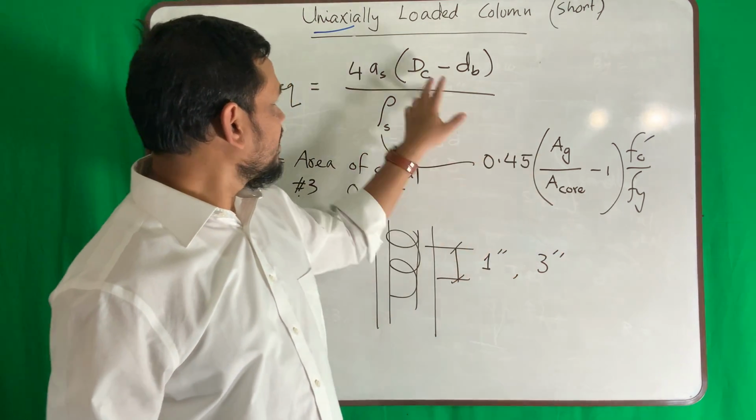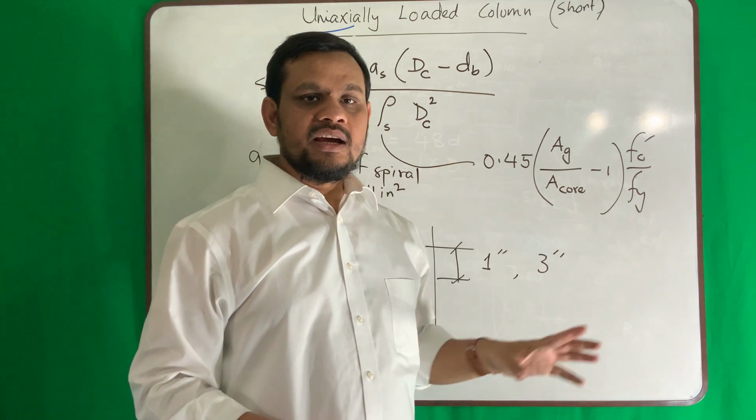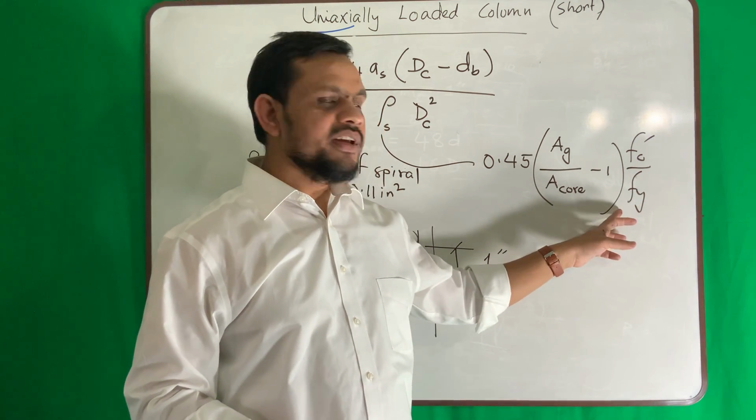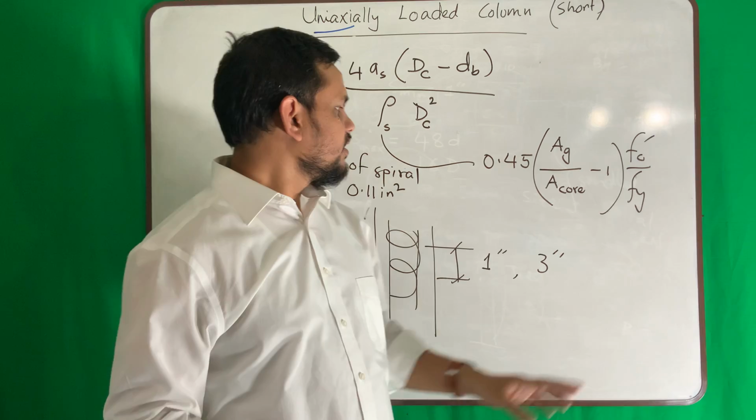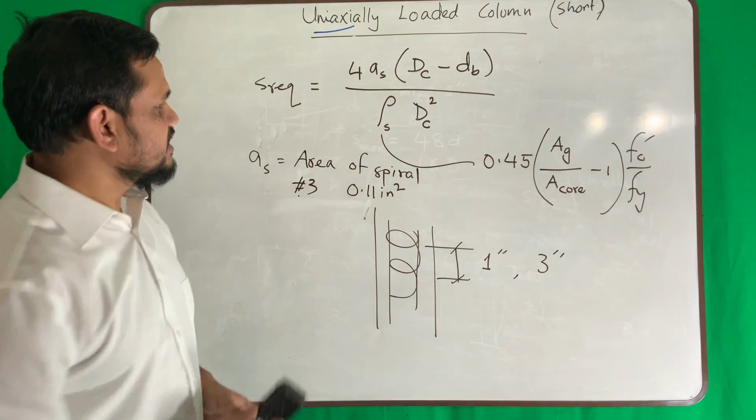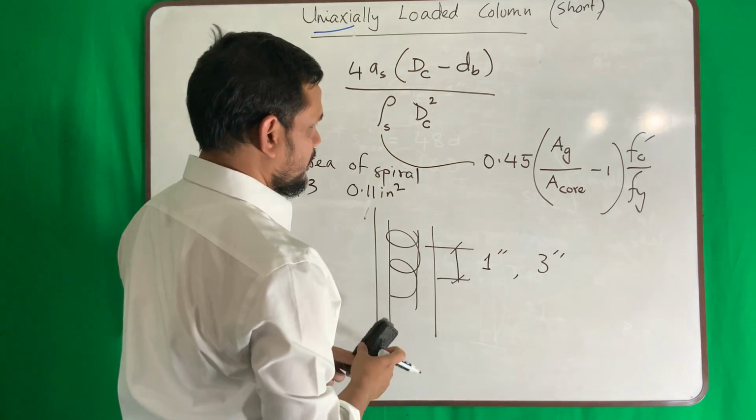I'm not going here or here. F prime C, the strength of concrete. Fy, the yield strength of the steel. So I told everything except DC and A core.